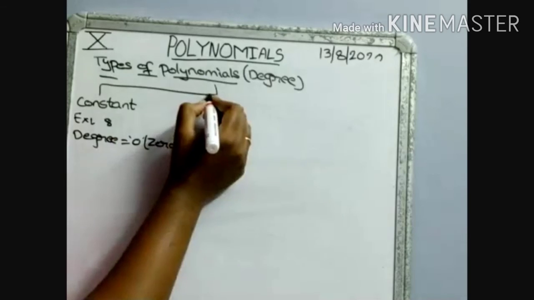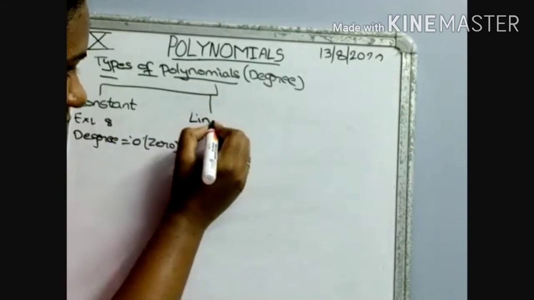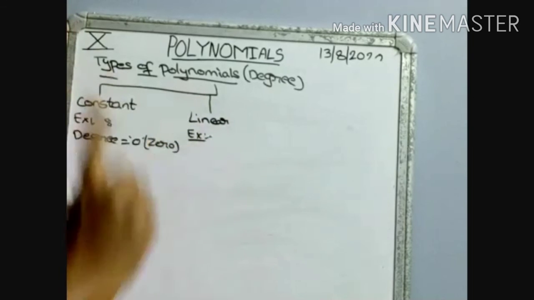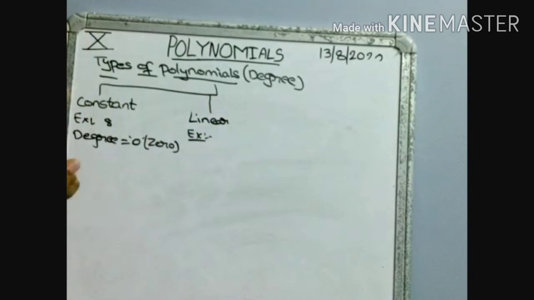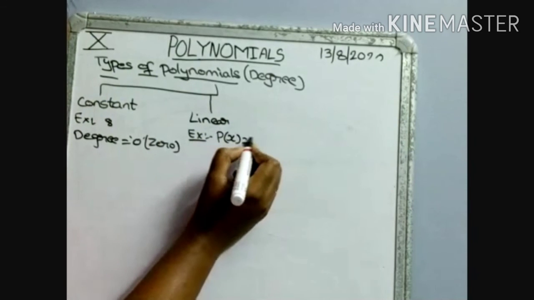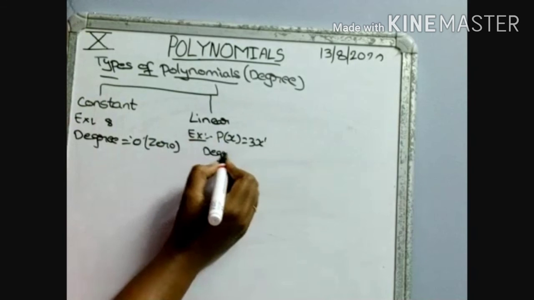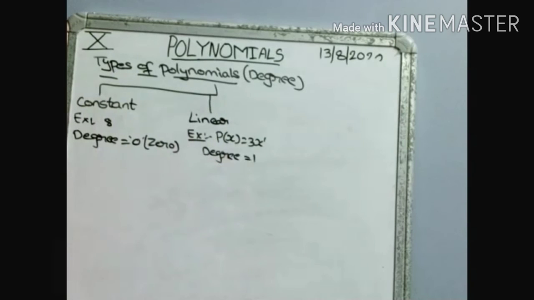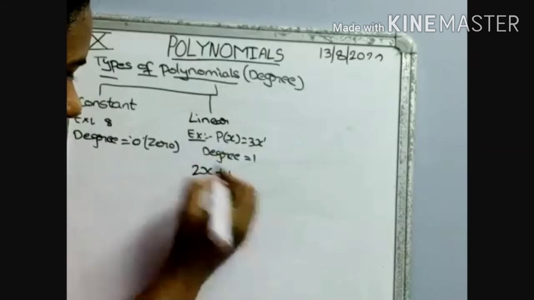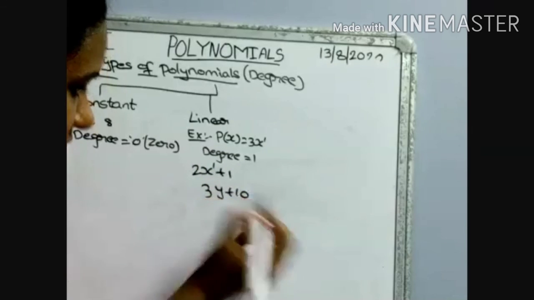And after that we can see the linear polynomial. Linear means compulsorily degree 1 should be there. Suppose you take p of x equal to 3x. Here what is the degree? 1. You can take some more examples: 2x plus 1, here degree is 1 only. Or 3y plus 10, like that.